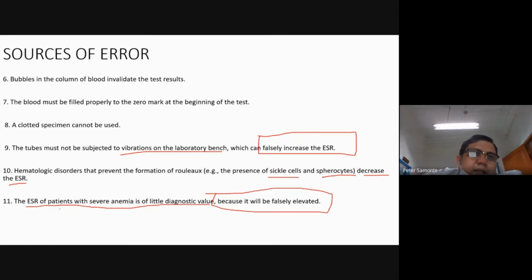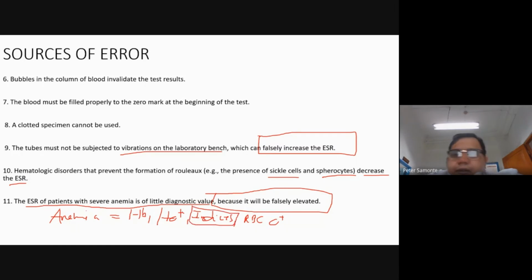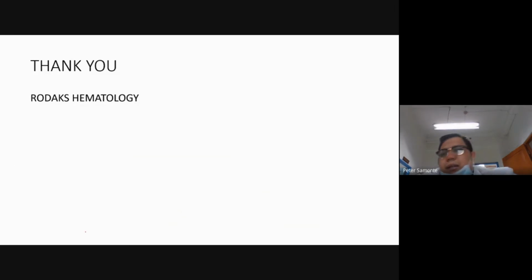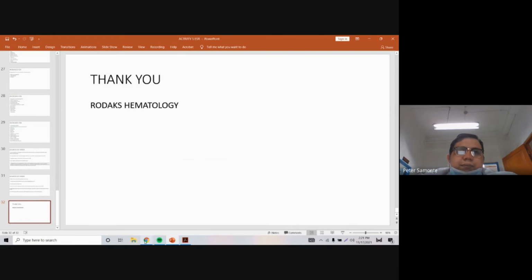Kaya nga whenever, class, may anemia yung patient niya, ang best diagnostic kit dyan would always be your hemoglobin, hematocrit, your indices, and your RBC count. Sa apat na yan, class, ang best para ma-identify mo yung anemia would always be your indices. So that ends our ESR discussion.